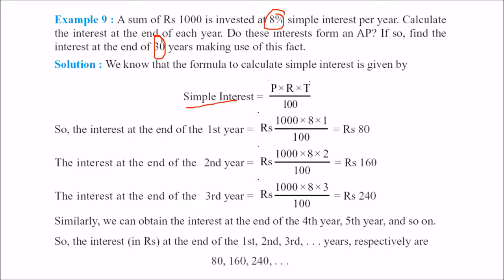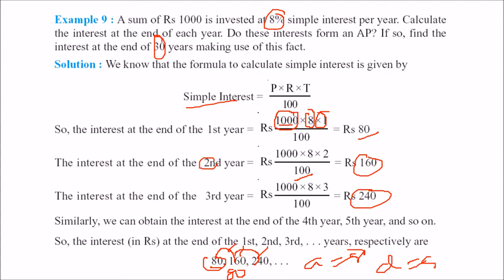Simple interest is P into R into T by 100. So just take P into R into T. Time is 1, rate is 8 and the initial amount is 1000, by 100. So this is 80. Second year, 1000 into 8 into 2 by 100, 160. Like this, 240. So you have got 80, 160 and 240. You take the difference, and the difference is 80. So A is 80, and the common difference is again 80.